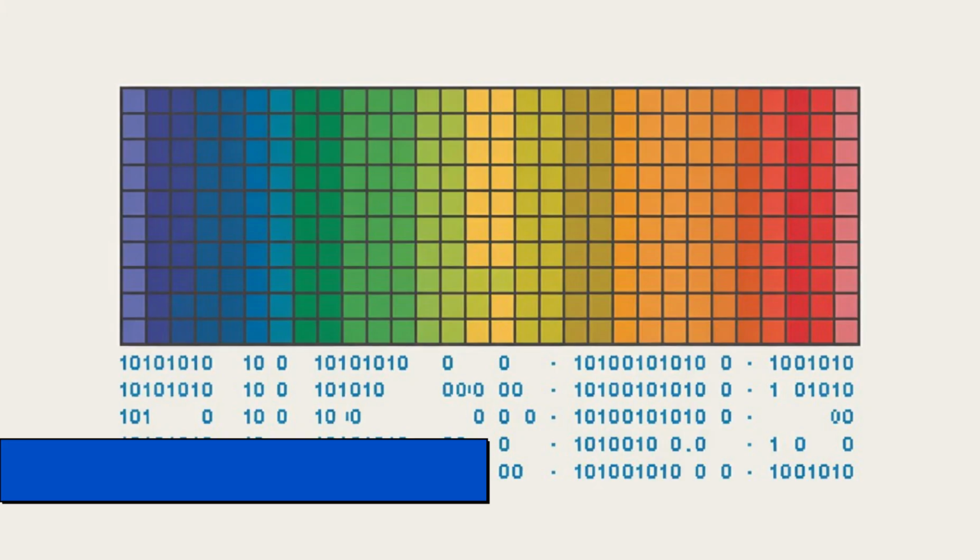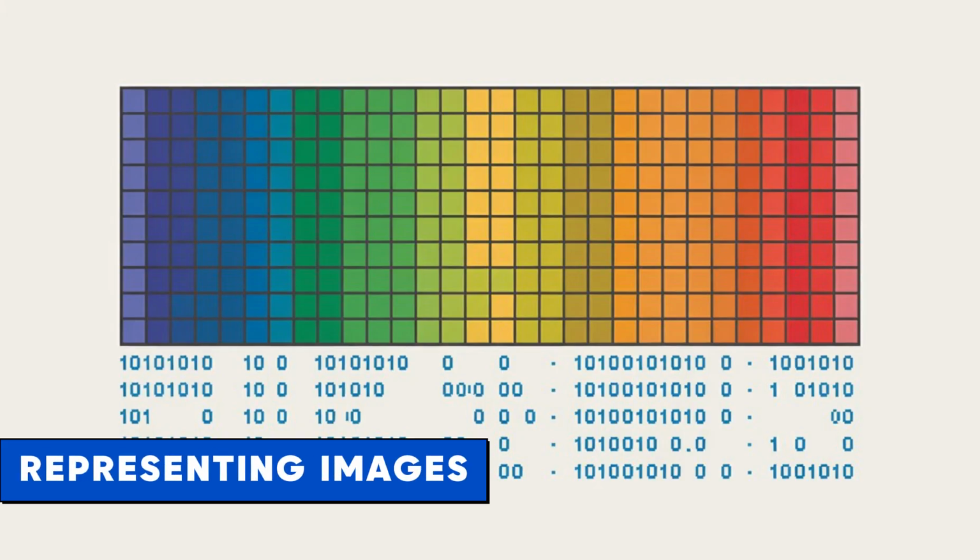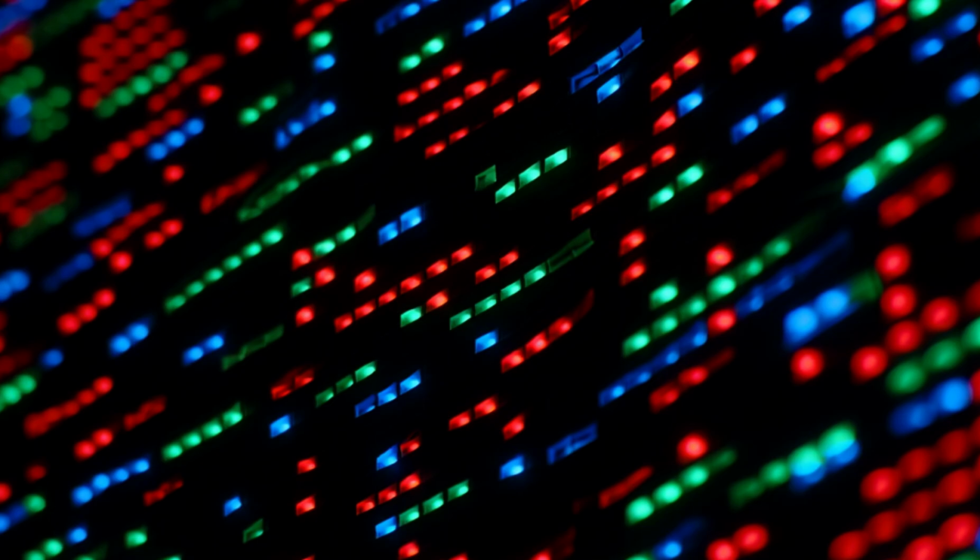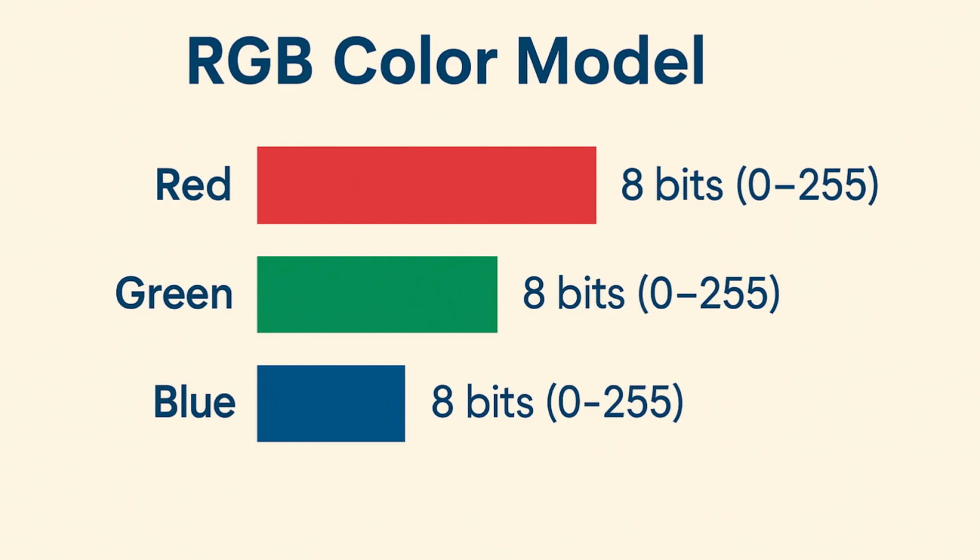Images are represented quite differently than text. The most straightforward approach is to divide the image into a grid of tiny color squares called pixels. On your screen right now, you're looking at thousands of these pixels, each displaying a specific color to create the overall image you see. Each pixel's color is typically represented using the RGB, red, green, blue, color model.